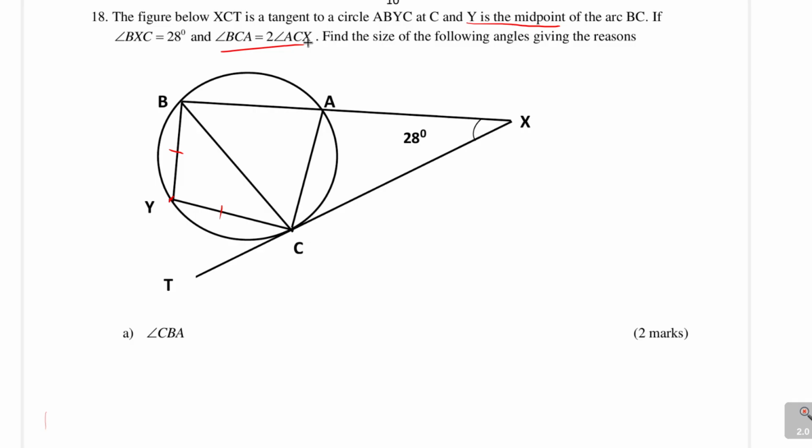Then angle BCA is equal to twice angle ACX. Since we don't know any of those angles, we can let this angle ACX be represented by the letter A. Therefore, since angle BCA is twice that angle, this will be 2A. That is the first thing to do.